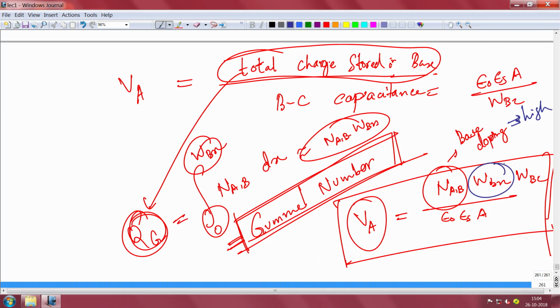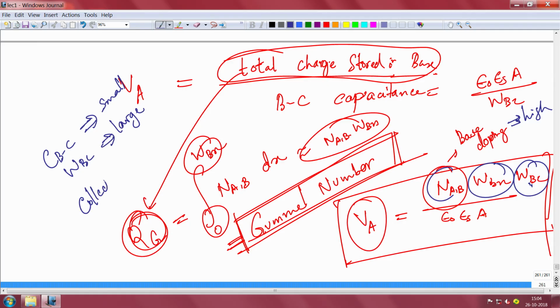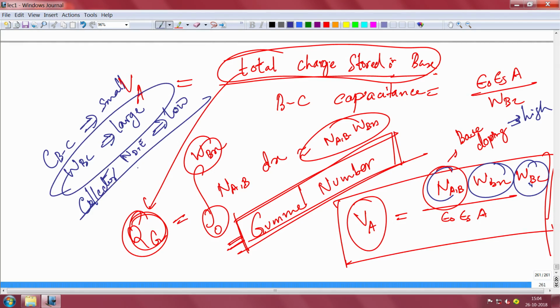Base width should be high, but let's not touch the base width so much, of course. And the base collector width should also be large. In other words, the capacitance should be small. The base collector capacitance CBC should be small, which means the base collector depletion width should be large. Because base doping is high, the collector doping should be very light, very low. Only then will the base collector depletion width be large, and in that case you will define an early voltage which is very large.